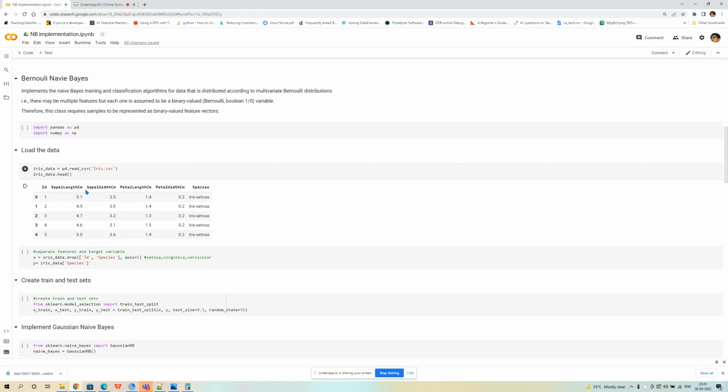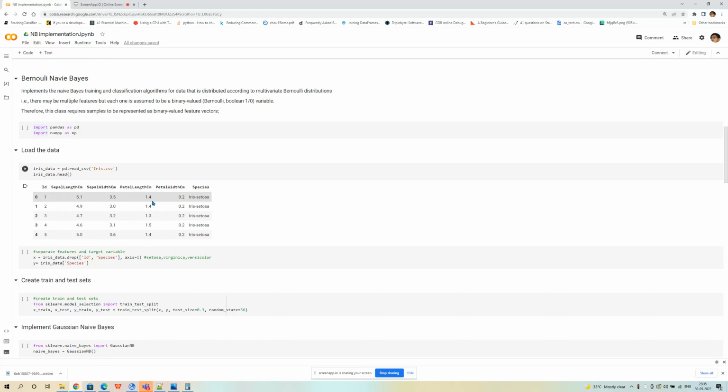Then based on these features like sepal length, sepal width, petal length, and petal width, we need to identify what type of species that plant belongs to. Either it is setosa, or it is virginica, or it's versicolor. So there are three types of classes. Given this sepal length, sepal width, petal length, and petal width, you need to identify which type of species it belongs to, either Setosa, Virginica, or Versicolor.